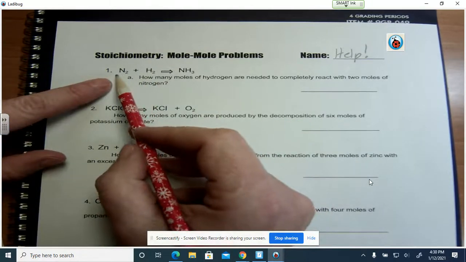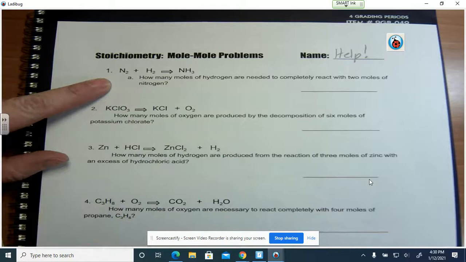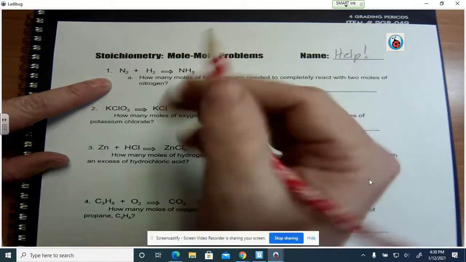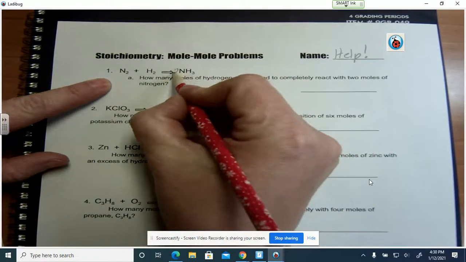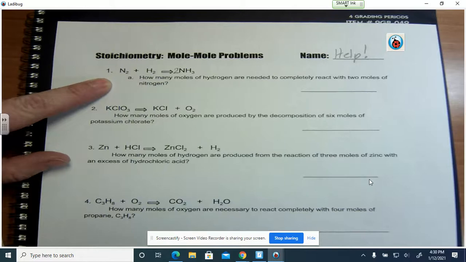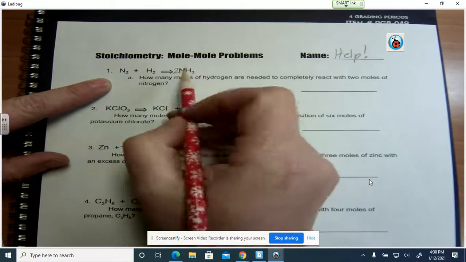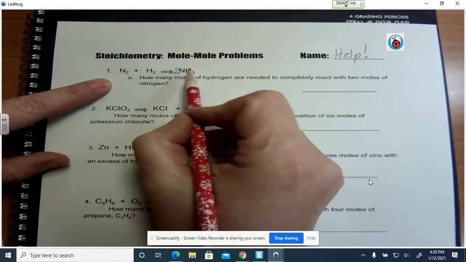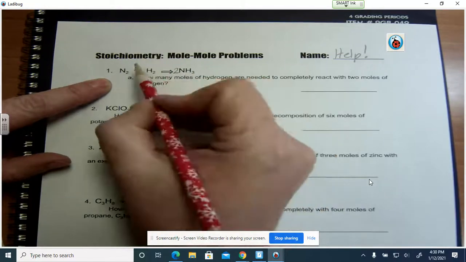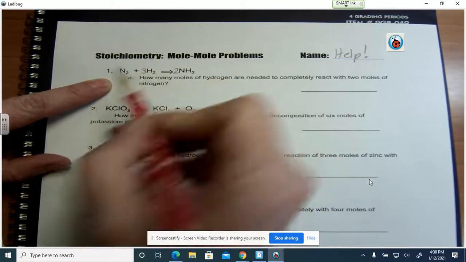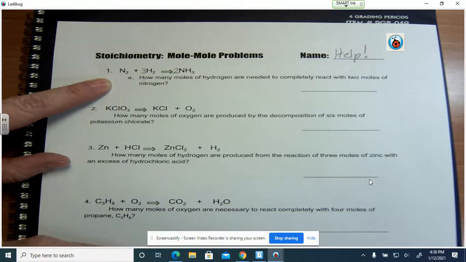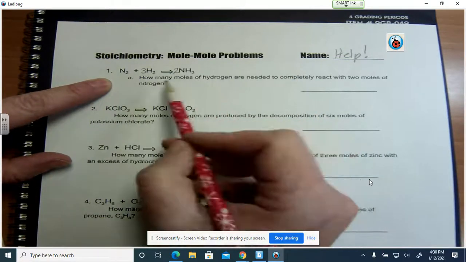Number 1. You have N2 plus H2 yields NH3. That is not balanced. So the quickest way to do that, I'm going to put a 2 there. That takes care of our nitrogens. Then 2 times 3 is 6 hydrogens, so I need to make this be 6. I'm going to put a 3 right there. And now everything's balanced.